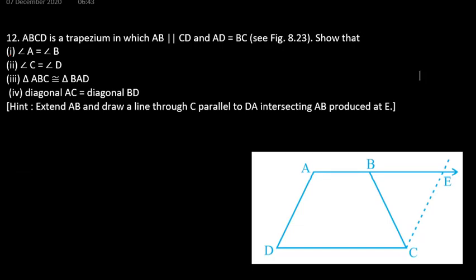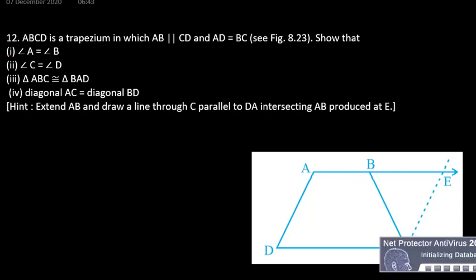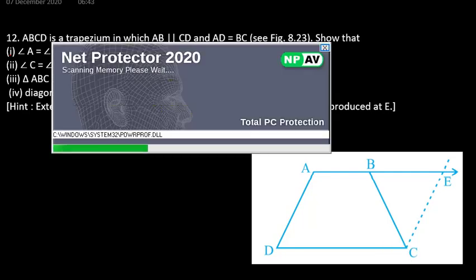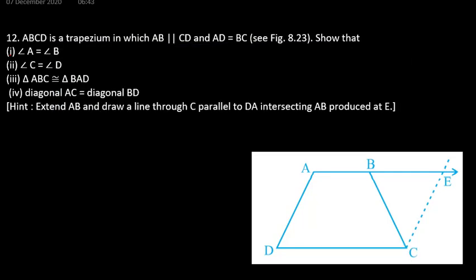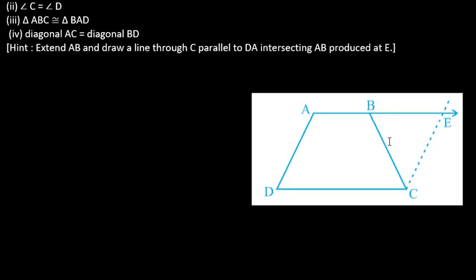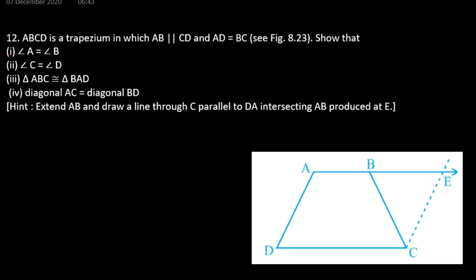ABCD is a trapezium in which AB is parallel to CD and AD is equal to BC. So we have already discussed this in the concept that if one pair is parallel and the other pair which is not parallel is equal, then it is an isosceles trapezium. Here we have to show that angle A is equal to angle B, angle C is equal to angle D.